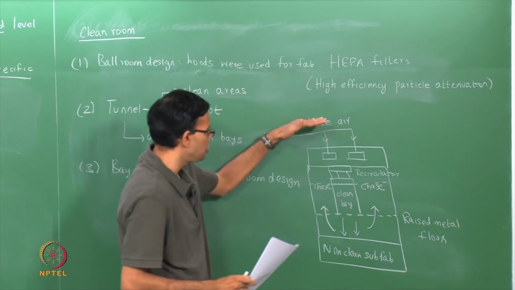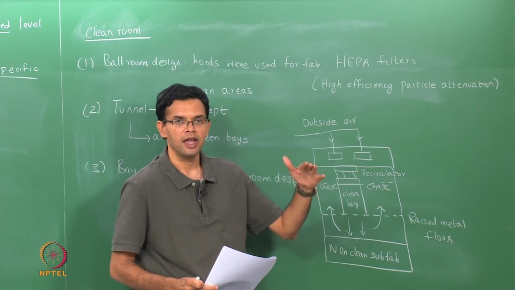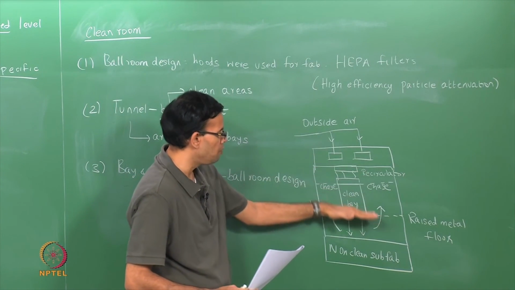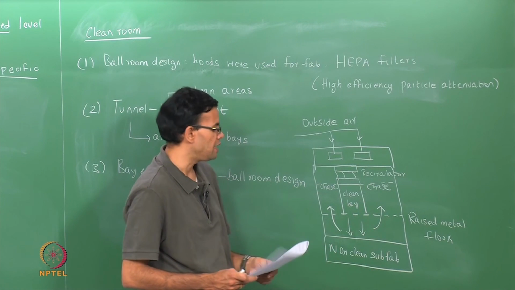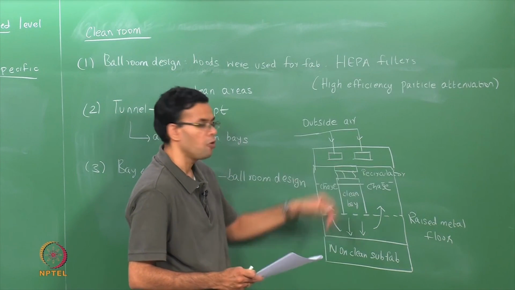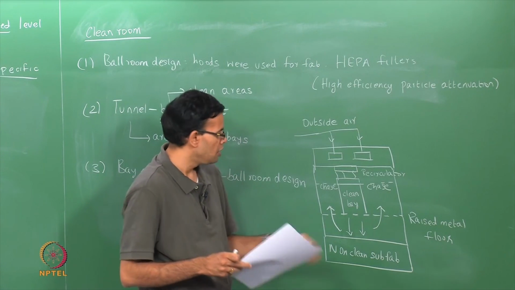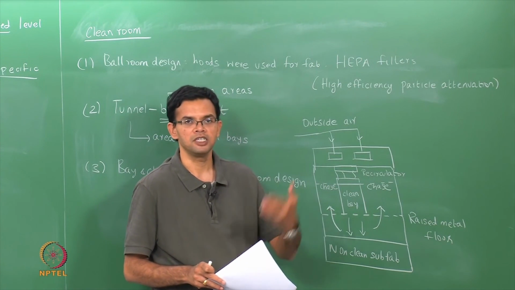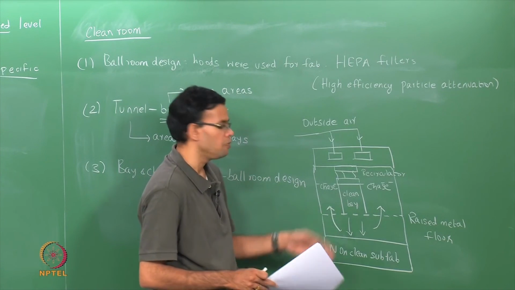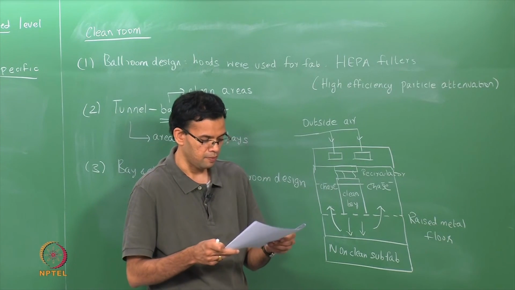So, the air flows down through the clean bay. So, any contaminants are essentially blown down through the raised metal floor, and then they go back up through the chase and are then taken out through the fab. So, this way, without having a physical wall, it is possible to maintain the cleanliness in the fab.